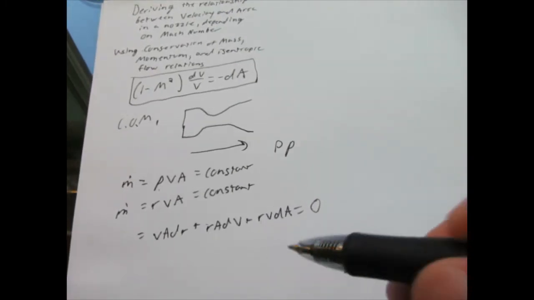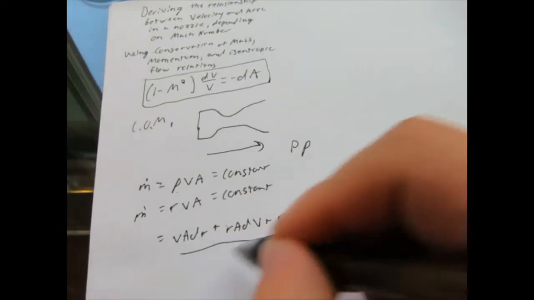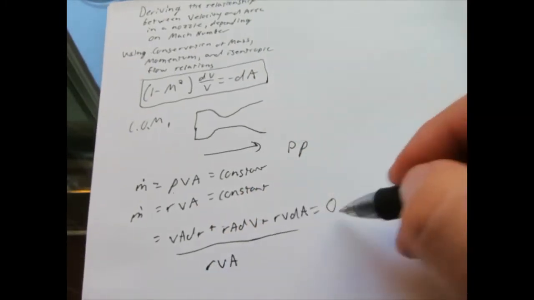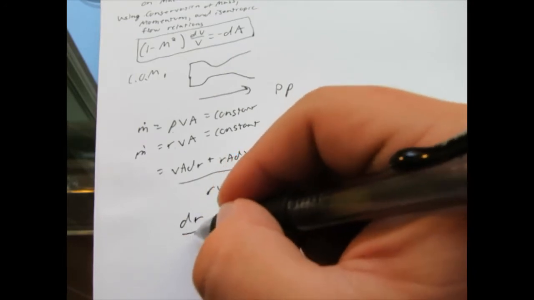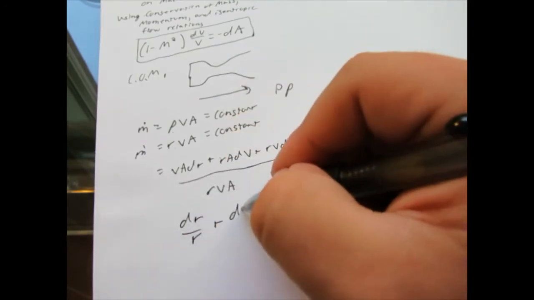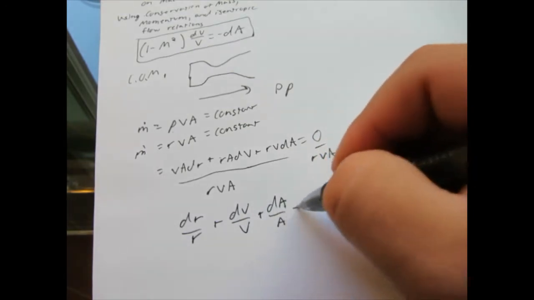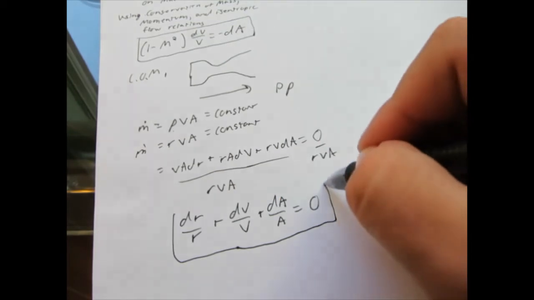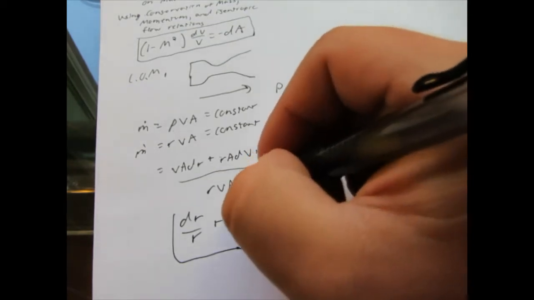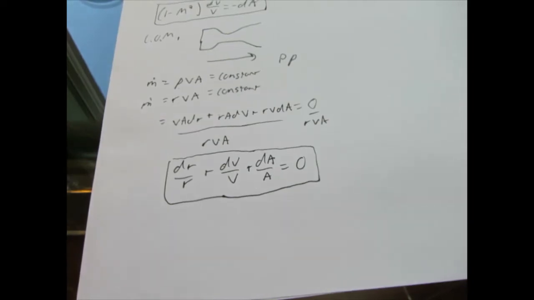But then I want to change the form of this equation. So I'm going to divide both sides by R V A, which leaves me with the form dR over R plus dV over V plus dA over A equals 0. So let's call that our first equation here, our first result that we'll need later.